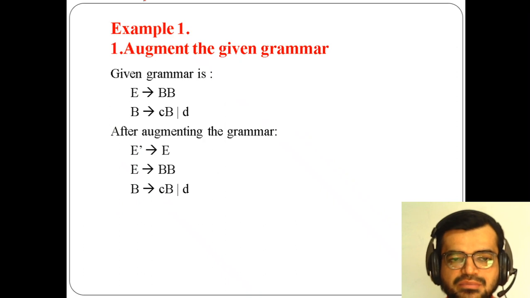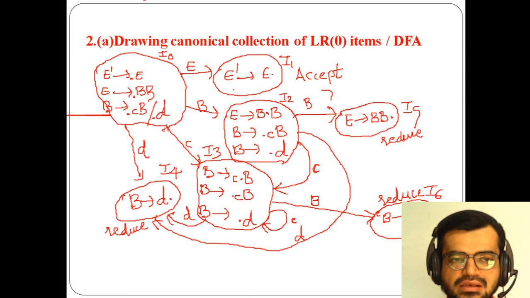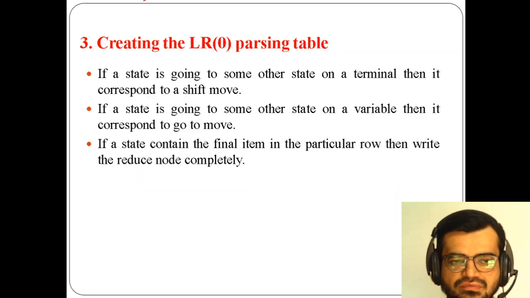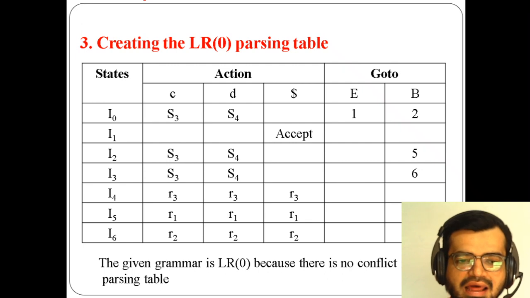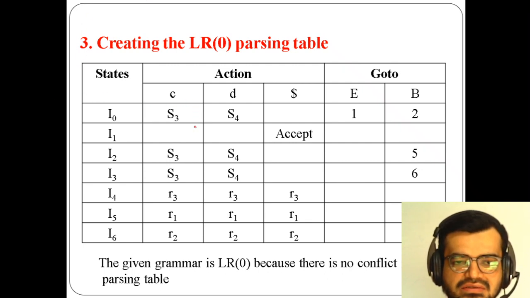Now this is the example which we discussed in the last session. In that example, we showed that the given grammar satisfies the LR(0) property. How can you say that? Because in the parsing table, if you observe the actions, there is no conflict: no shift-reduce or reduce-reduce conflicts. Because of that, the given grammar is LR(0).